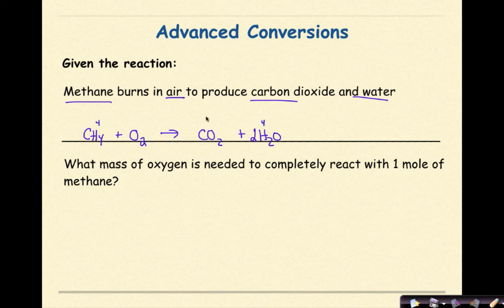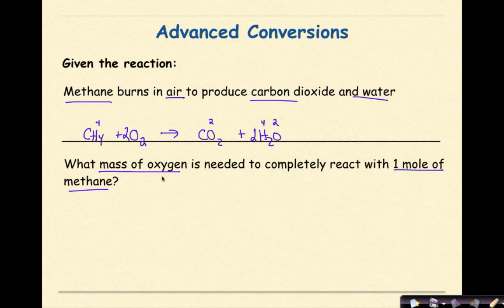That is balanced. I have 2 oxygens here. I have 2 oxygens here. It gives me a total of 4 oxygens, which means I need a 2 in front of here. And my equation is correctly written and balanced. So let's move on. What mass of oxygen is needed to completely react with 1 mole of methane?